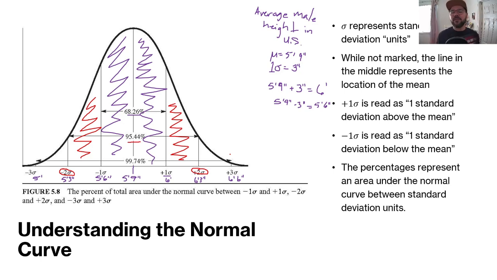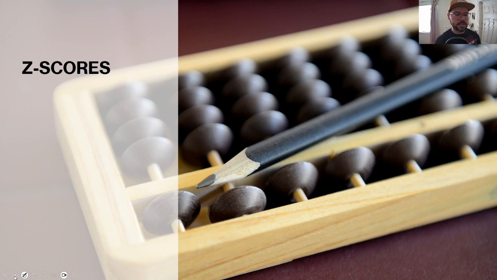Not every variable can conform to this idea of the normal curve. The ones that will work within this class, however, will be applicable to this idea. But just know that not necessarily every single variable can conform to the normal curve. So that's just an important piece of information. Okay, let's go ahead and I'm going to remove this and let's move forward.